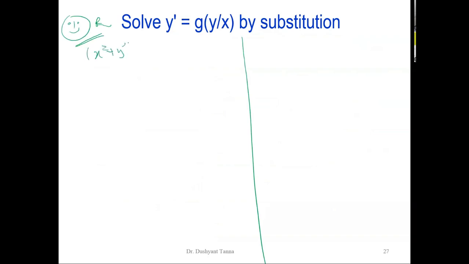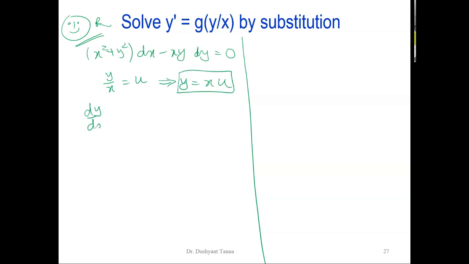x squared plus y squared dx, xy dy is equal to 0. Like I said, I'm confident that I can solve it with the method y over x is u. Okay, I know y over x is u, and therefore y is equal to xu. And from there also, dy by dx will be u plus x du by dx.